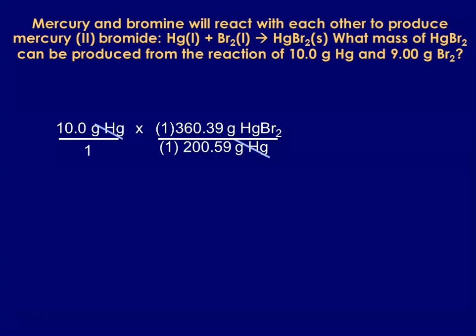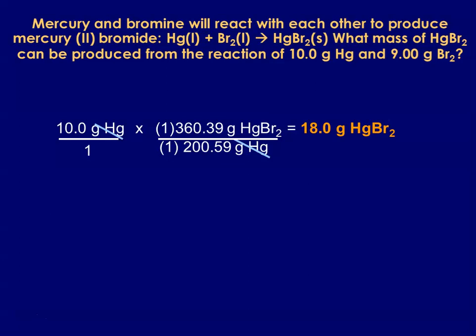The grams of mercury cancel out, and at this point I can multiply and divide and determine how much, in theory, if I consumed all of the mercury and it had plenty of bromine, I would be able to make of mercury to bromide. And I got that that would give me 18.0 grams. I wanted 3 sig figs because my molar masses each had 5 and my starting value had 3.